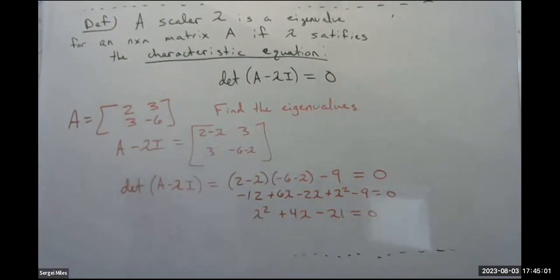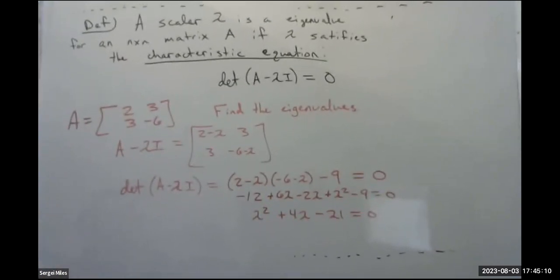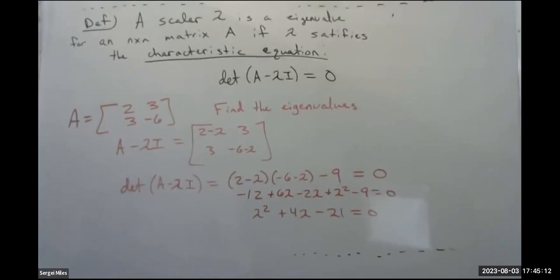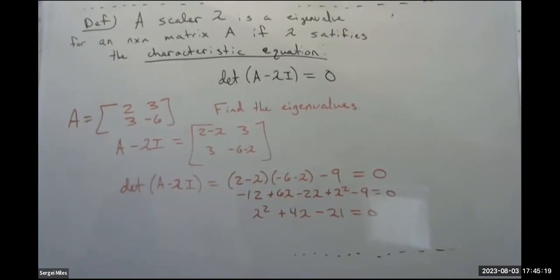This is a quadratic equation, right? I have lambda squared plus 4 lambda minus 21 equals 0. This is a quadratic, which means I have two options. One, I can factor it, or two, I can use the quadratic formula.